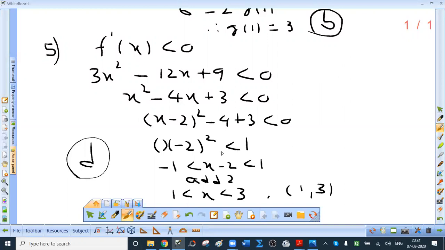How to solve this inequation? I have told you at least 10 to 15 times. It is minus 1 less than x minus 2 less than 1. Add 2 to this, you get 1 less than x less than 3. So this is the open interval (1, 3). So the correct option is D, Delhi.